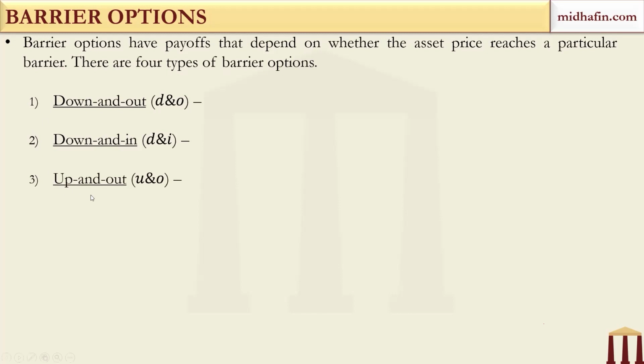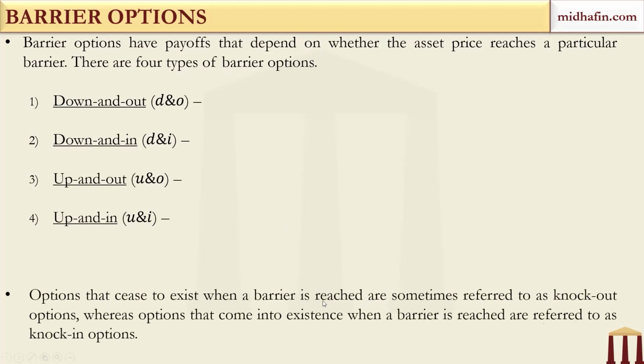Then you have up and out. Up and out means if it goes up to a certain level and breaches that level, the option will cease to exist. Up and in, if it reaches a certain level, it will come into existence. That means there will be a payoff out of this option. If it does not reach that barrier, there will be no payoff.